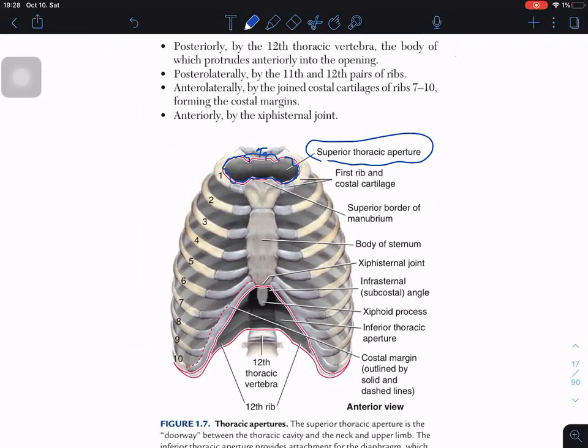So basically all those structures like the trachea and esophagus, which we learned about in the head and neck, let's say the arteries which are meant to go toward the head and neck or the upper limbs, the veins which are coming backward, and the lymphatics, they are all passing through the superior thoracic aperture.